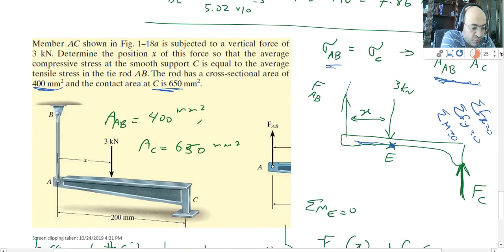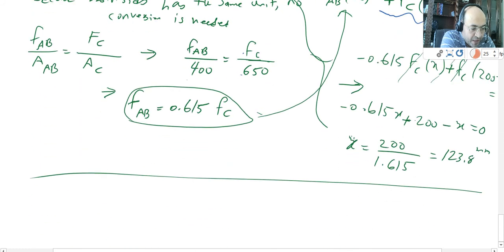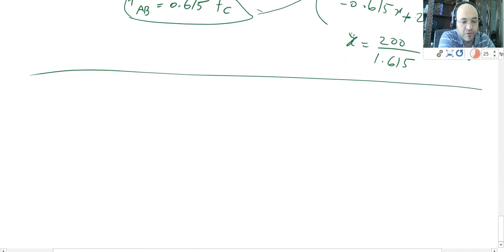And then from here on, what we're going to do in the next lecture, I will be looking into, if I apply the force, how much elongation there would be, and then we go ahead from there.